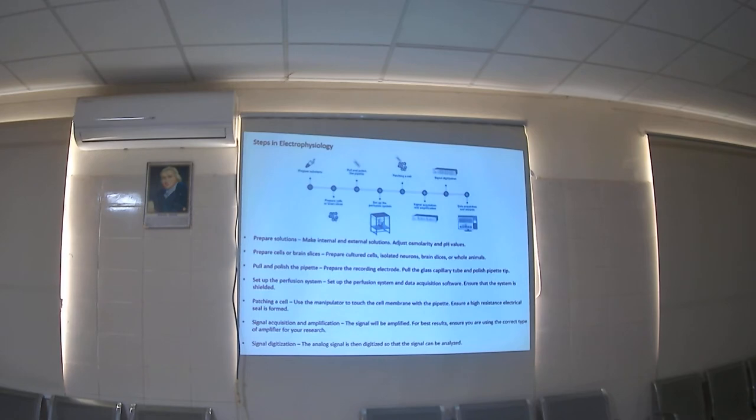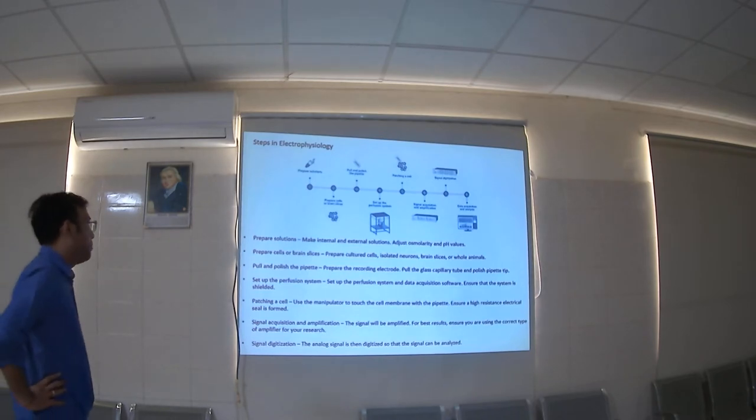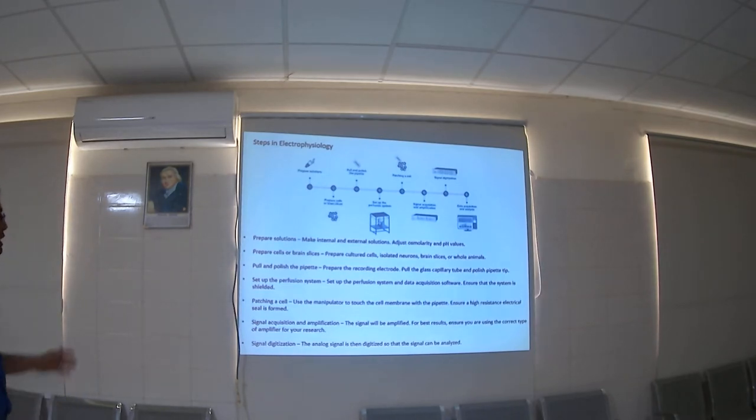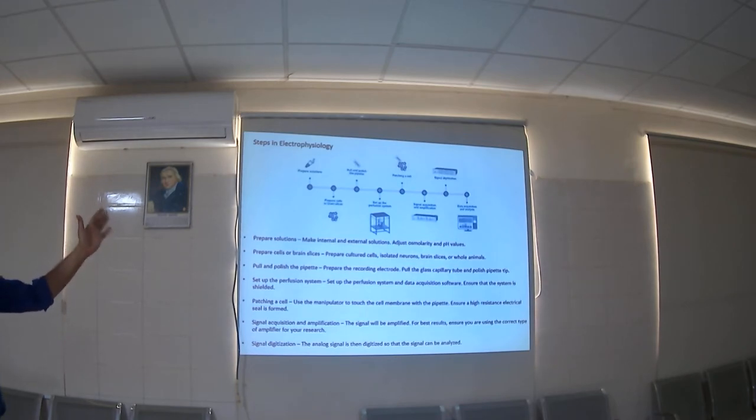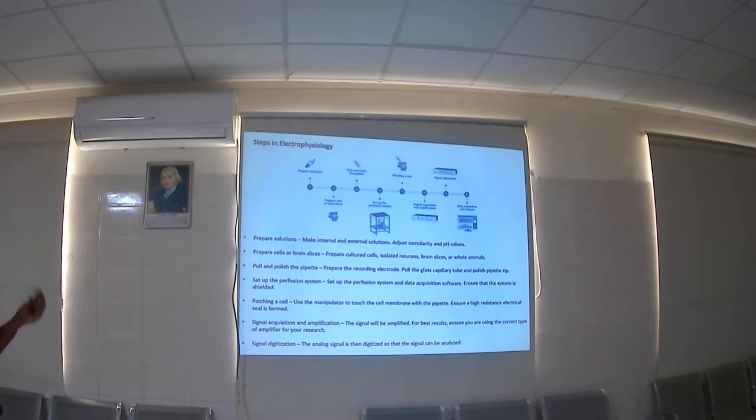Okay. So pull and polish the pipette. Prepare the recording electrode, pull the glass capillary tube and polish the pipette tip. This is an internal technique, but you can note down, this is important. These are the major steps of electrophysiology. And set up the perfusion system and data acquisition software, and ensure the system is shielded. These are the things that make sure that the currents we are measuring are accurate from the cell, and there is no problem from the earthing or any other problems.